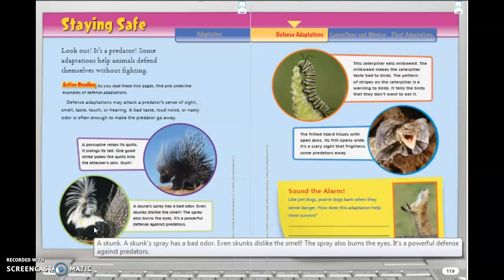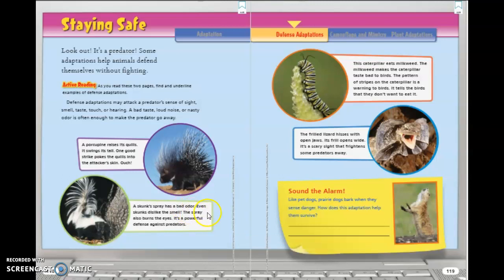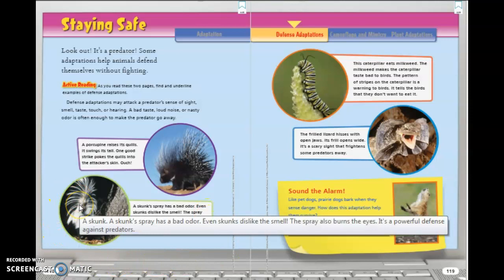A skunk's spray has a bad odor. Even skunks dislike the smell. The spray also burns the eyes. It's a powerful defense against predators. So we should be going from spray to the skunk's bottom.